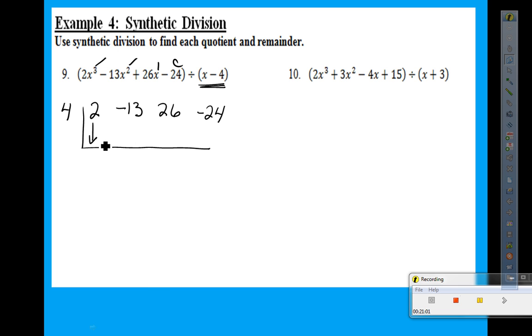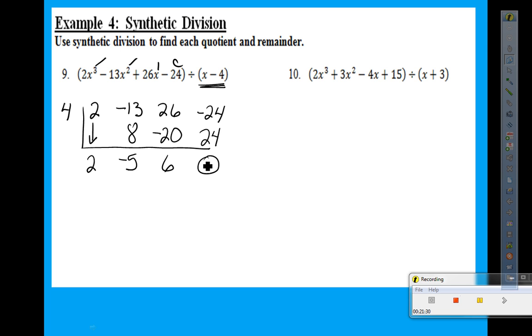So here goes the process. Drop your number there and get a 2. So just drop it straight down. Then I'm going to go 4 times 2 is 8. Add those numbers together and get negative 5. 4 times negative 5 is negative 20. Add those numbers together and get a 6. 4 times 6 is 24. Add those numbers together and get 0.